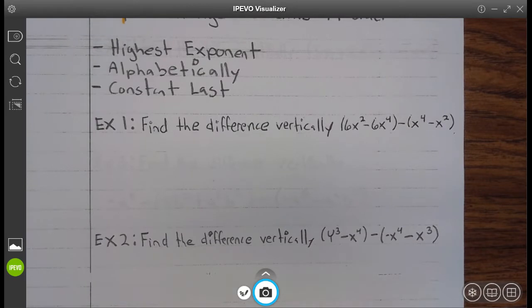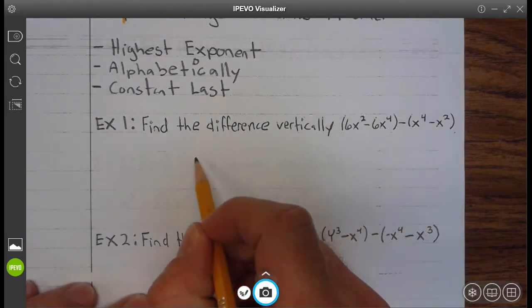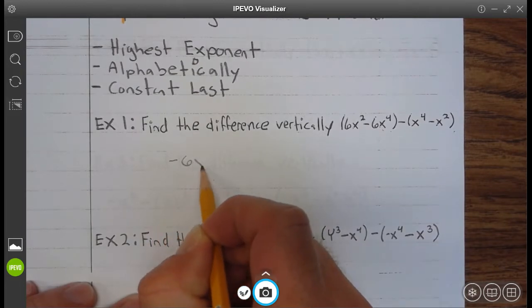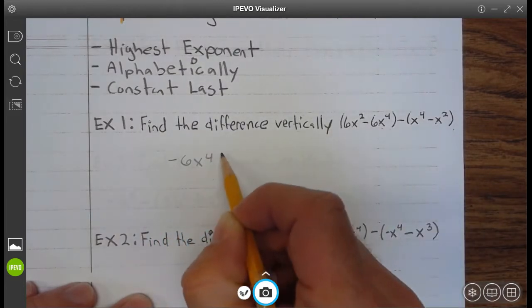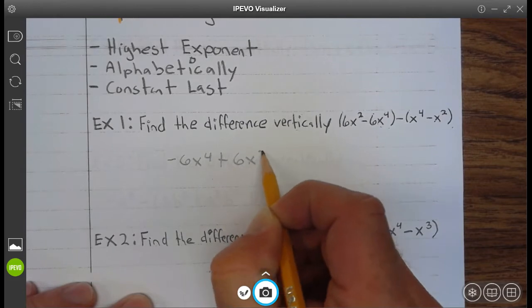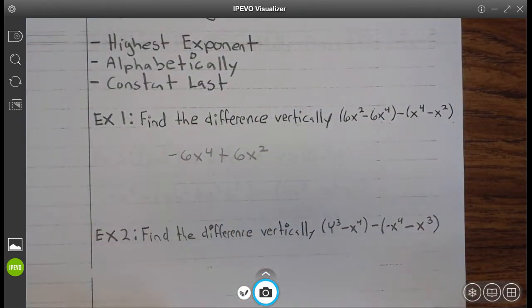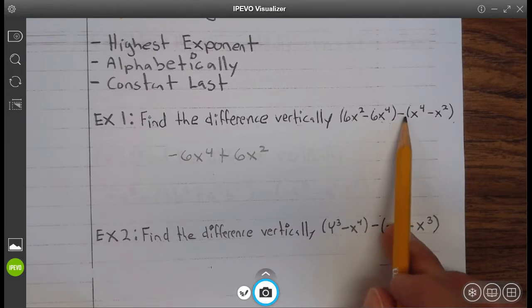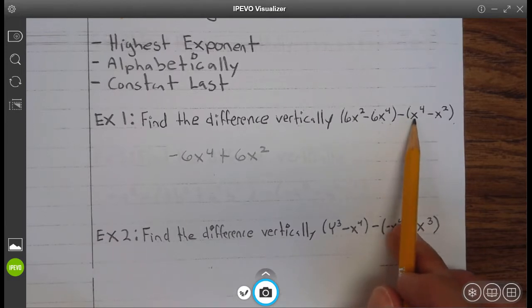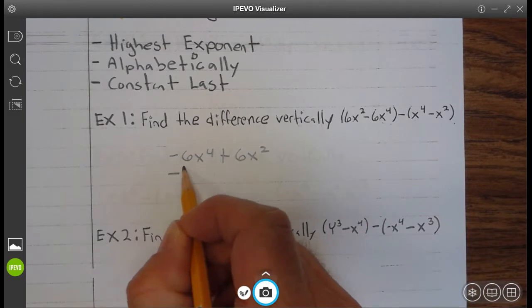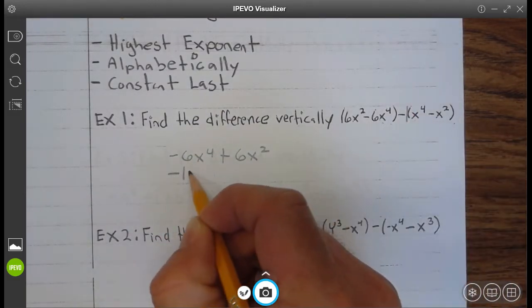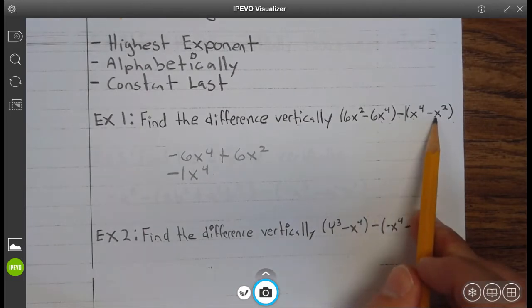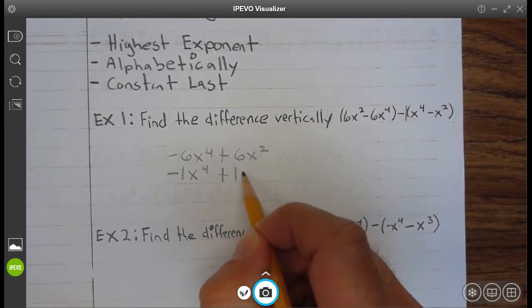Example 1, find the difference vertically. So we're going to put the highest exponent first, so negative 6x to the fourth plus 6x squared. Now we're subtracting, so we need to distribute here. So that's a negative, and x to the fourth is a negative x to the fourth. So that's negative 1x to the fourth. And negative times a negative x squared is a plus 1x squared.